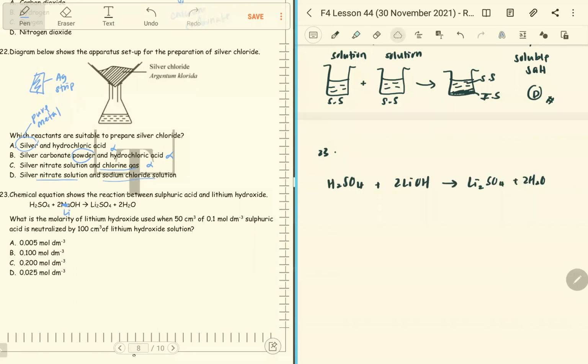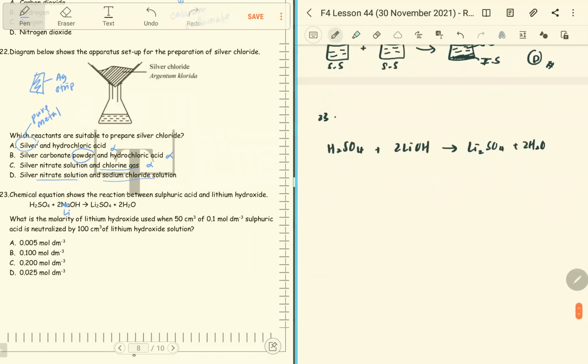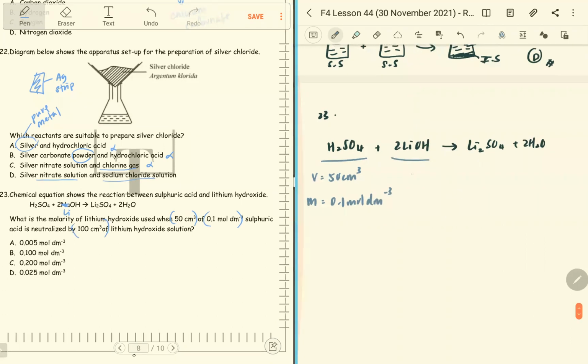Okay, so this is a calculation question, and this is a neutralization calculation. So again, every calculation question always starts with what you have, what you want. So what we have, we have 50 cm cube of 0.1 mole per dm cube sulfuric acid. So the volume equals 50 cm cube. Molarity equals 0.1 mole per dm cube. We also have 100 cm cube of lithium hydroxide solution. So volume equals 100 cm cube, and what we want is the molarity.